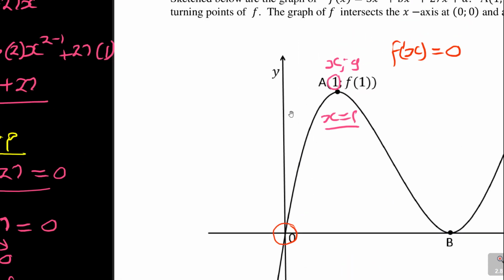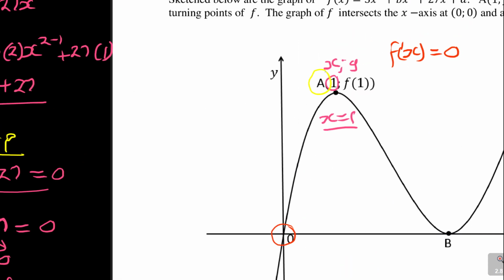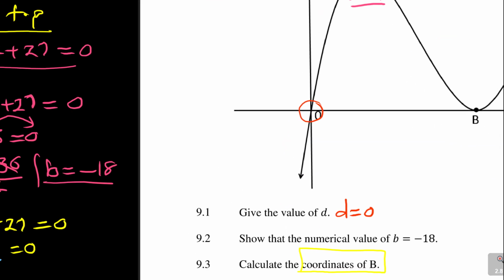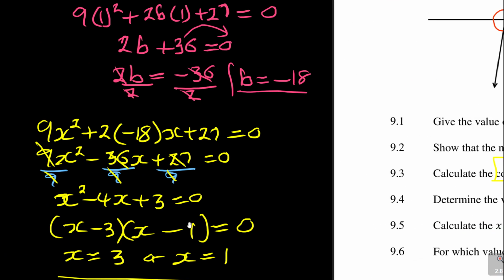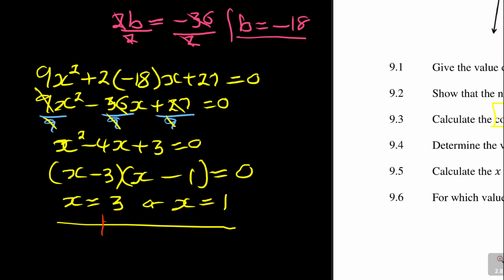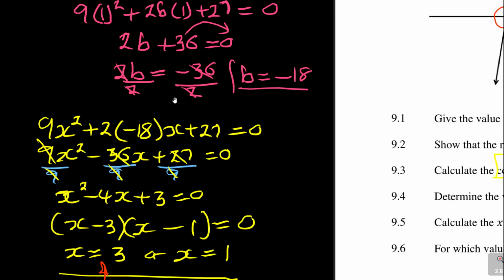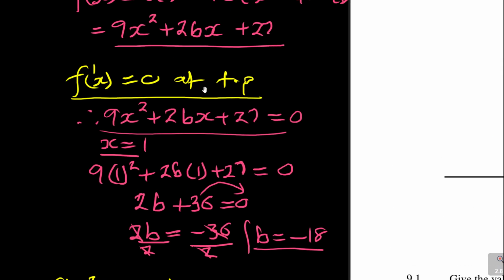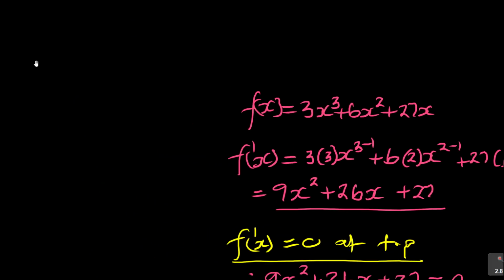Already we've got x is equal to 1, so 1 belongs to A, you see that? Then what about B? It makes sense that 3 belongs to B, so already we know the x value here is 3. Now we want the y value. Since they want the coordinates of B, you take x is equal to 3 to the original function, and say f of 3.